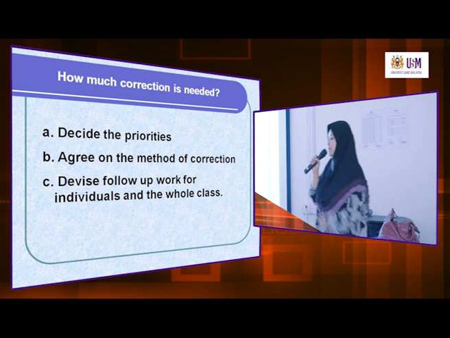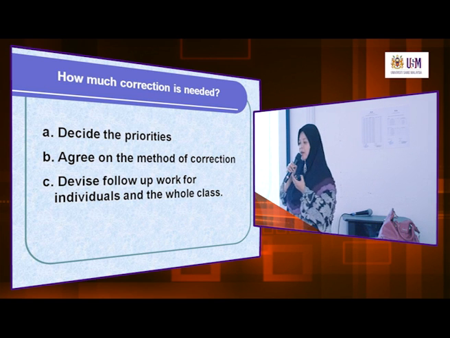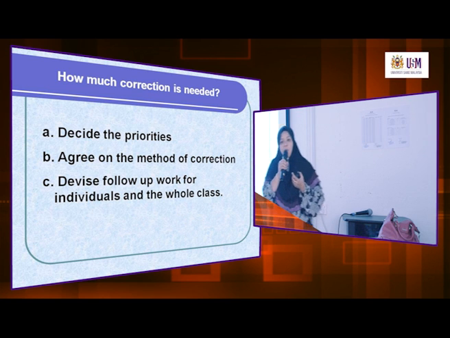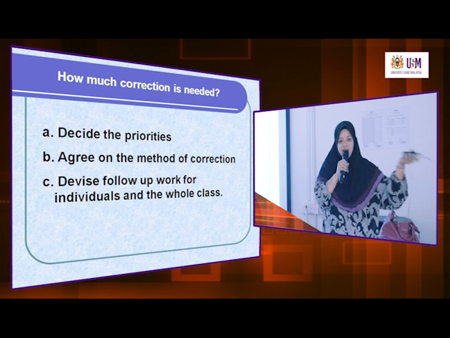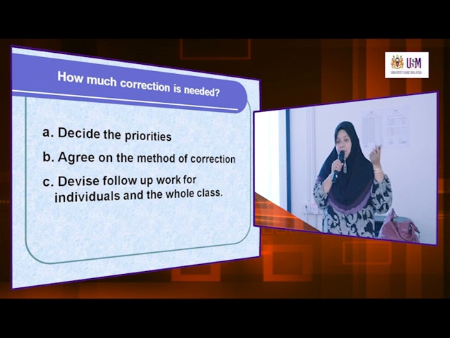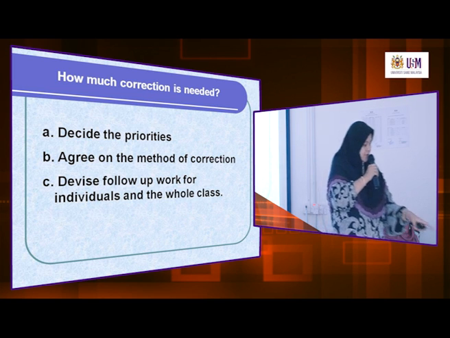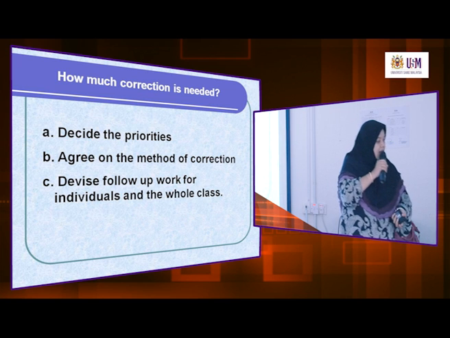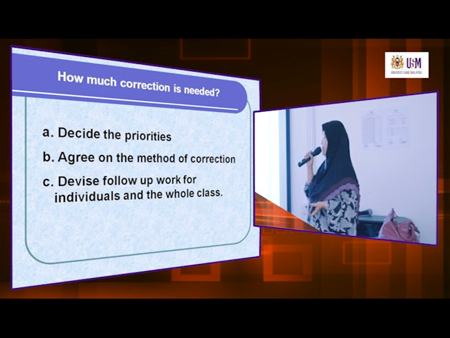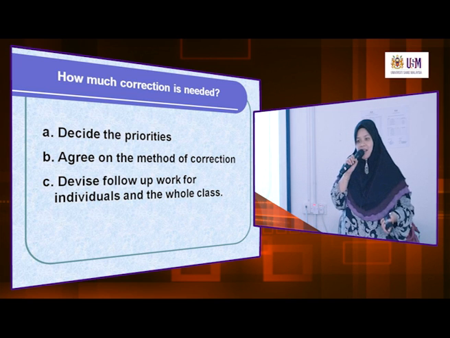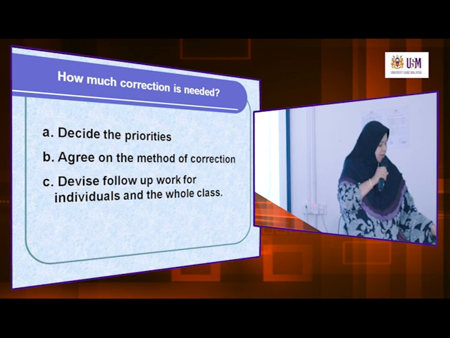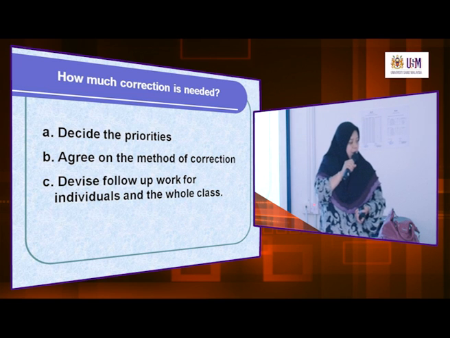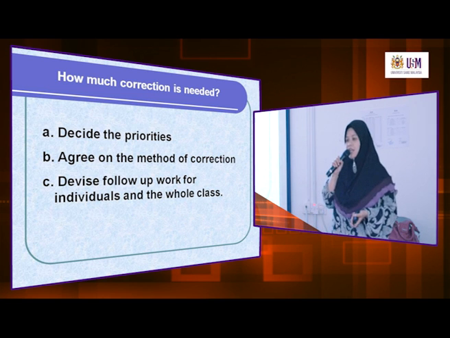First, you have to decide the priority. You have to prioritize. What do you correct? Again, you go back to the five questions in the beginning of the slides. How much do you correct? Okay, first you have to decide the priorities. You have to agree on the method of correction. Who will correct the errors? Devise follow-up work for individual and the whole class.